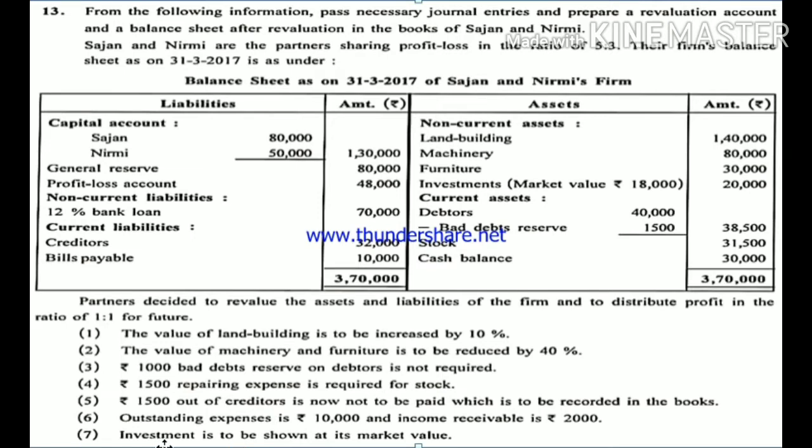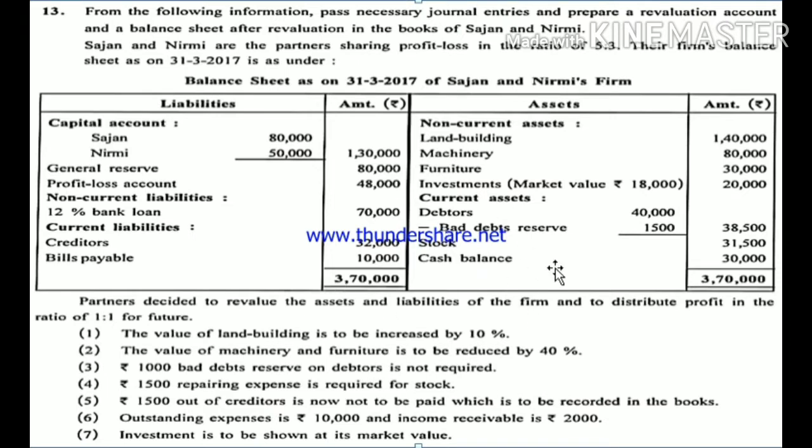Now the last adjustment, that is investment, is to be shown at its market value. Investment value is given to you over here, that is 20,000, in bracket it is given market value 18,000. In the new balance sheet after revaluation, you have to show the value of investment at rupees 18,000. So instead of 20,000, now you will show only rupees 18,000. So there is reduction in the value of investment by rupees 2,000. Due to decrease in the value of asset, loss will occur to the firm. So the journal entry would be revaluation account debit to investment account credit.